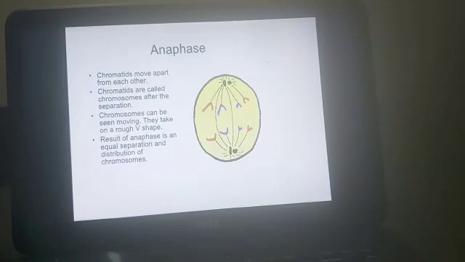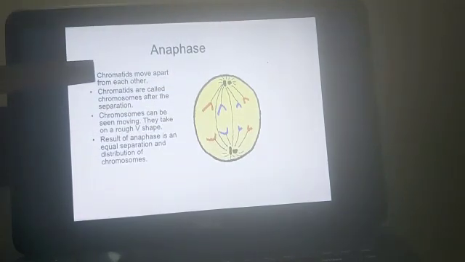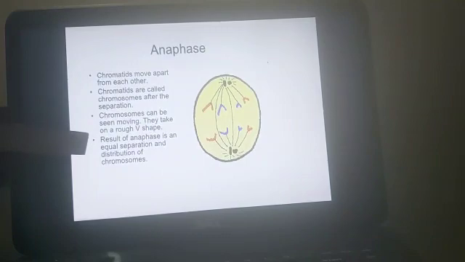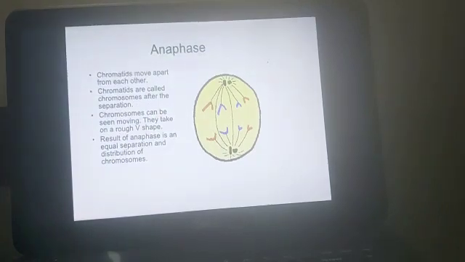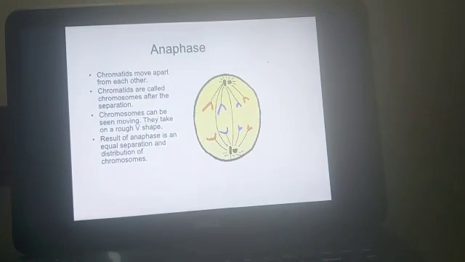The next phase is called anaphase. In the anaphase, the chromosomes are separating, and these are known as chromatids. At this stage you cannot call them chromosomes, but you have to denote them as chromatids. The chromatids are moving apart from each other. The chromatids are called chromosomes after the separation. The chromosomes can be seen moving, and they form a V-shaped structure, and the result of anaphase is equal distribution of the chromatids from this side to this side. That is your anaphase.